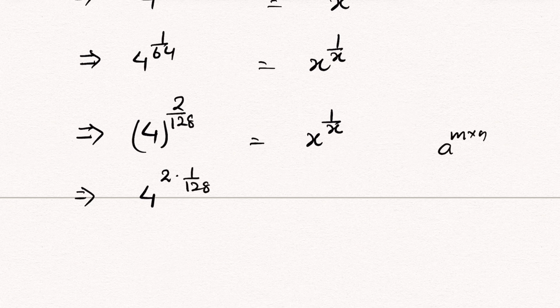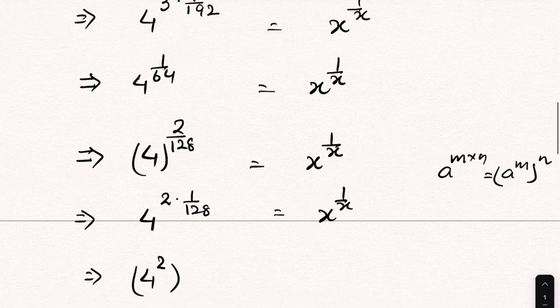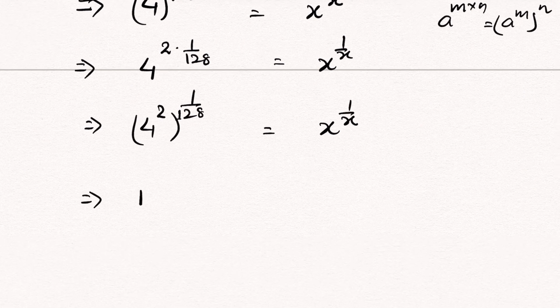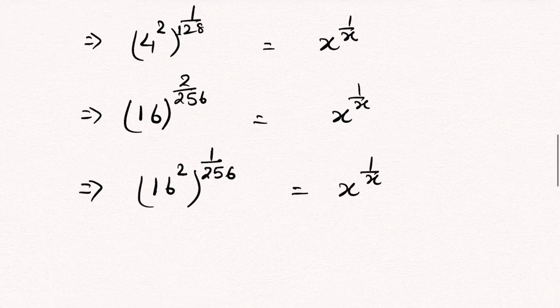and when a raised to the power of m times n, this we can write as a raised to the power m whole raised to the power n. So this we can write as 4 raised to the power 2 whole raised to the power of 1 upon 128 is equal to x raised to the power of 1 upon x. 4 square is 16. Then 1 upon 128, the equivalent fraction is 2 upon 256, is equal to x raised to the power of 1 upon x, or this we can write as 16 square raised to the power of 1 upon 256 is equal to x raised to the power of 1 upon x.